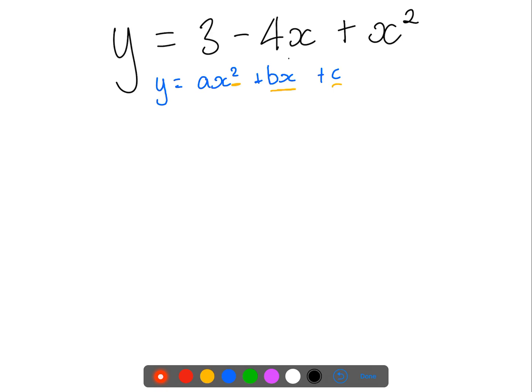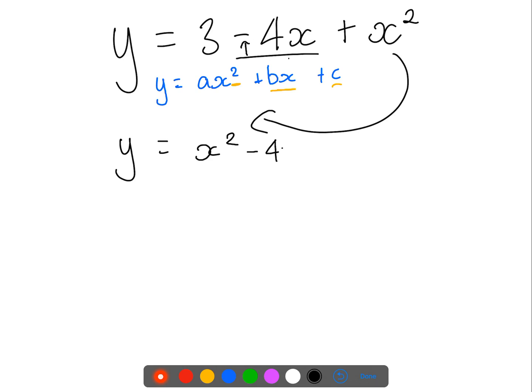So for this example, we would go y equals, move that to the front, x squared. Then we move this, and remember we always keep the sign in front of it, so it's take 4x, and then the number by itself, and because it's a positive 3, it's plus 3. All right, once we've got our equation like that, we have to look at what are the values of a, b, and c.